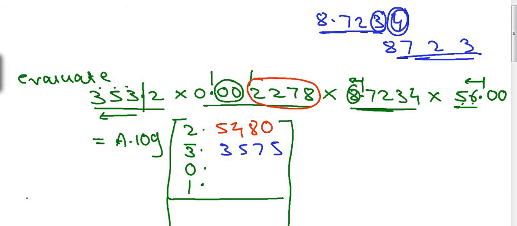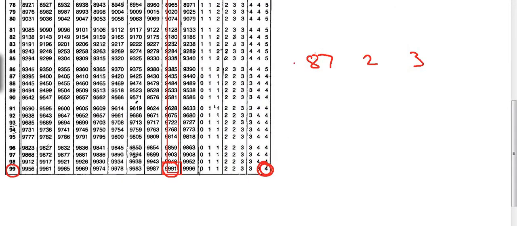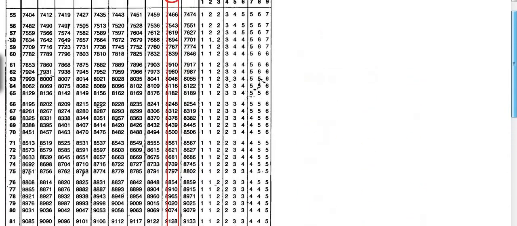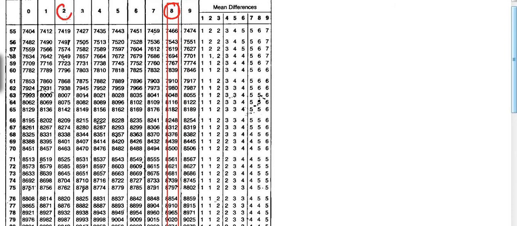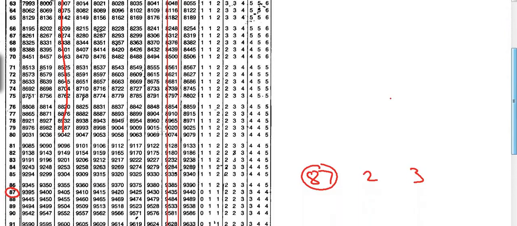So the group will be 8723. Locate 87 in the first column. Now here is 87 in the first column. Locate 2 in the first row. So this is 2 in the first row. Now take its intersection with 87. So the intersection with 87 is over here.